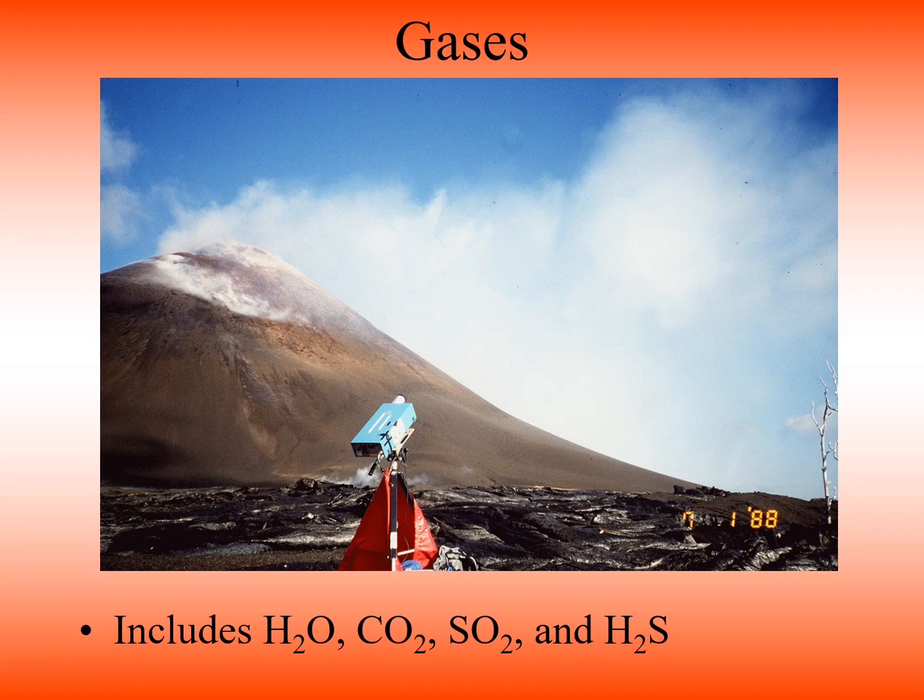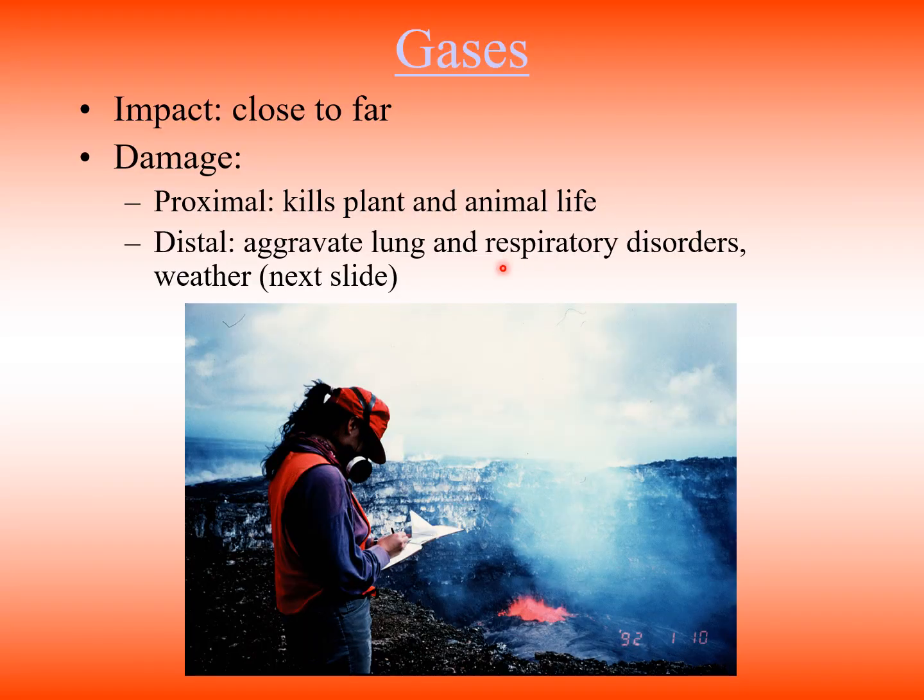And then gases that can be produced are superheated water vapor, CO2, sulfur dioxide, and hydrogen sulfide. What this can do is kill plants and animals nearby, right? And far away, it can aggravate lung and respiratory disorders, and it can cause changes in climate and weather.